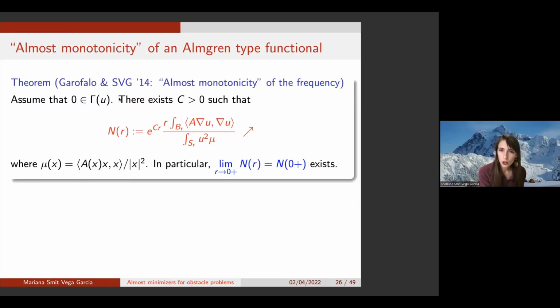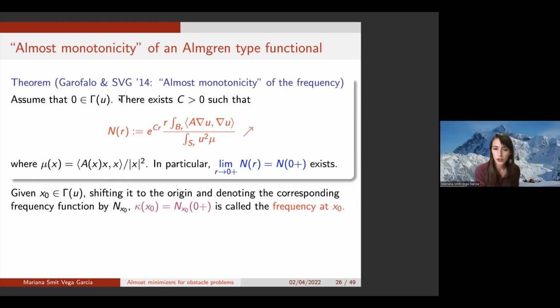The generalization that you do in the case of minimizers for the Signorini problem, in which you have a variable coefficient, is that you have to tweak that frequency formula a little bit. You also have to multiply it by an exponential term, which looks pretty terrible, but we're only interested in what happens as r goes to 0, so this is harmless. And this function is monotonic. Not only that, it's also greater than or equal to 0, so it has a limit as r goes to 0, and that is crucial for us to classify points in the free boundary.